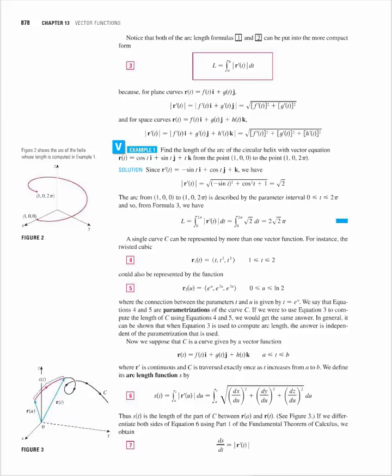Example 1 is a really great fundamental example. Make sure that you follow through it and understand what's going on, because it's going to be used in future examples in this section.